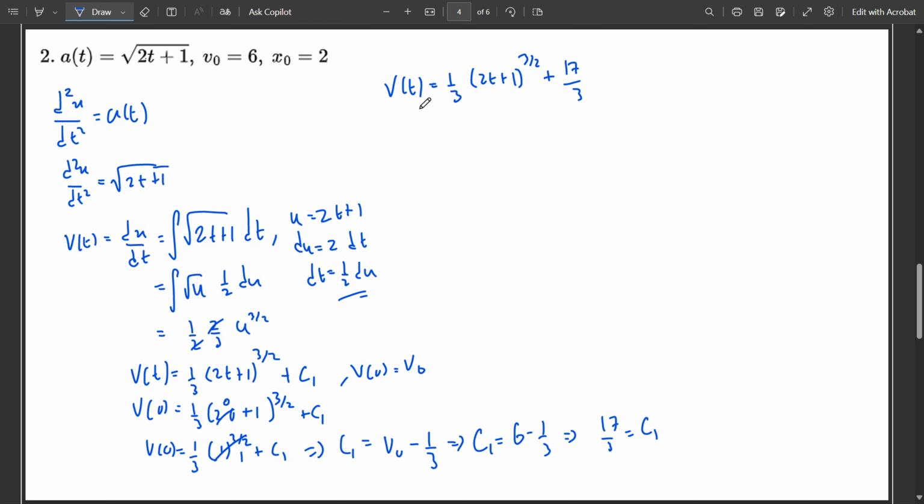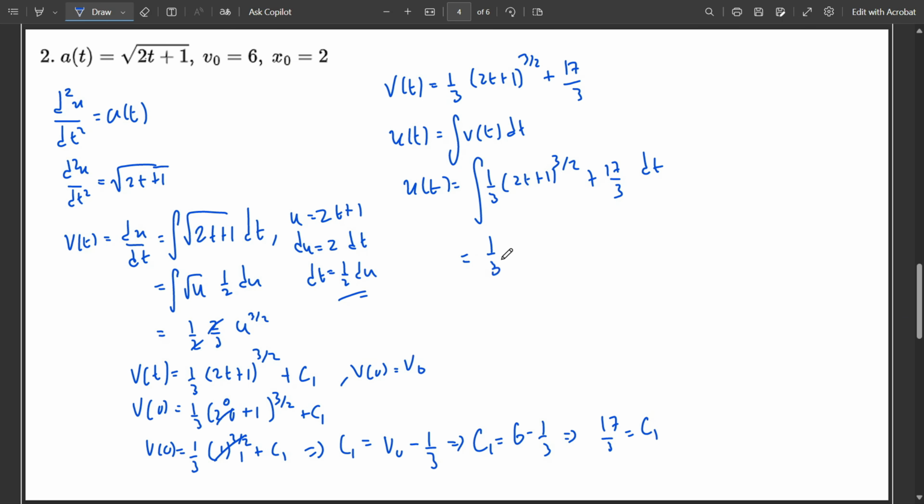Well, this is our v of t, not just our x of t, which is the position. So we have x of t is the integral of v of t dt. So x of t is just 1 over 3 integral of (2t plus 1) to the power of 3 halves plus 17 by 3 dt. We integrate this. Okay, so how do we integrate?